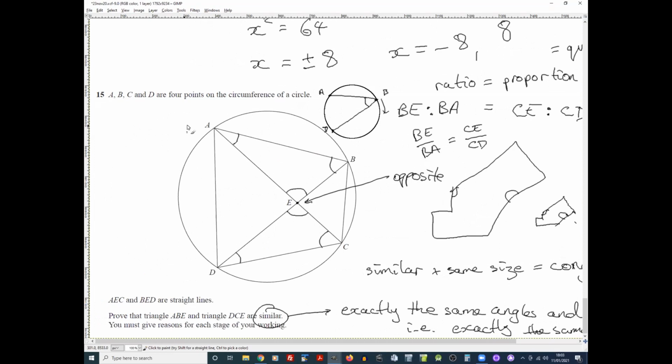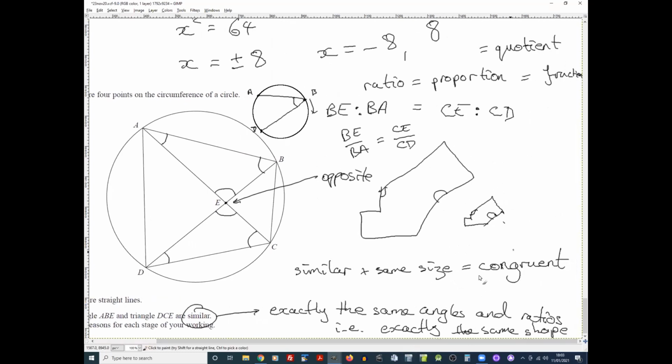So what do we have to do? Show that these two triangles are similar. We talked about the fact that shapes are similar, in other words, the same size and shape. I take that back. If they're the same size as well, they're congruent.